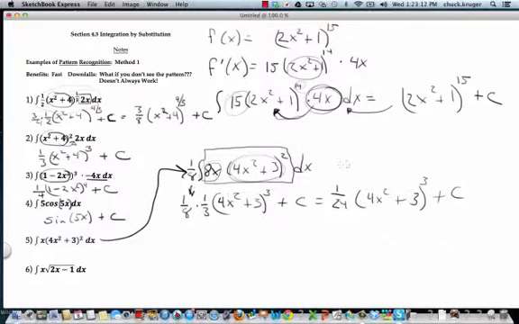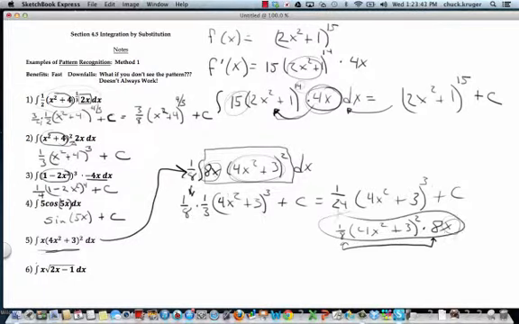Now I'm going to check to see if I get what I initially had, which is this right here. If I take the derivative, I would take 4 times 1/24, which would give me 1/6... the quantity 4x squared plus 3 raised to the third times the chain 8x. Now notice this 1/8 and 8 will give me 1, and I'll be left with that x, which is what I have right here. So this is just a quick check to see if this answer is correct.